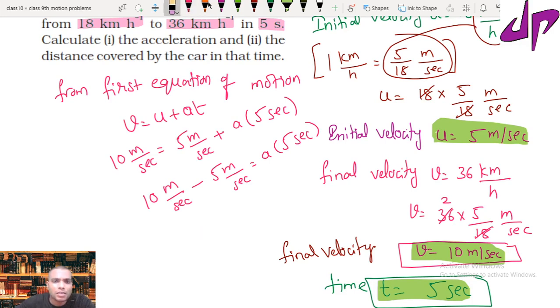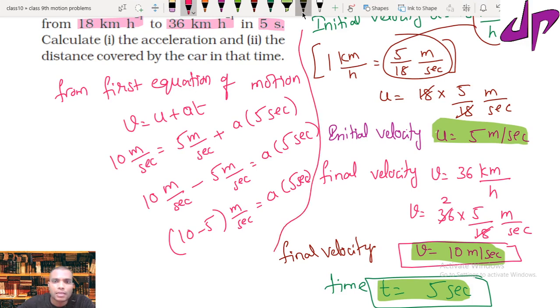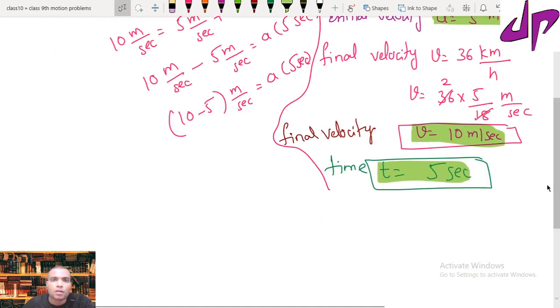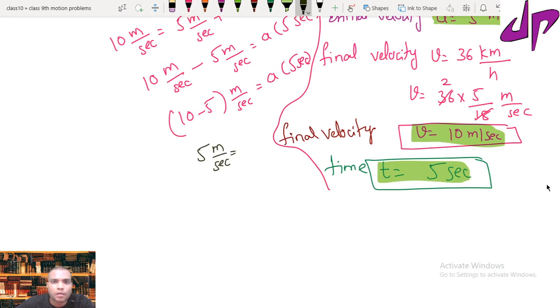To make it easy, let me take out the common unit first. So 10 minus 5 of meter per second equal to a times 5 seconds. I think it is mixing, so I can put a line here. Now you can subtract 10 minus 5, I get 5 meter per second equal to a times 5 seconds.